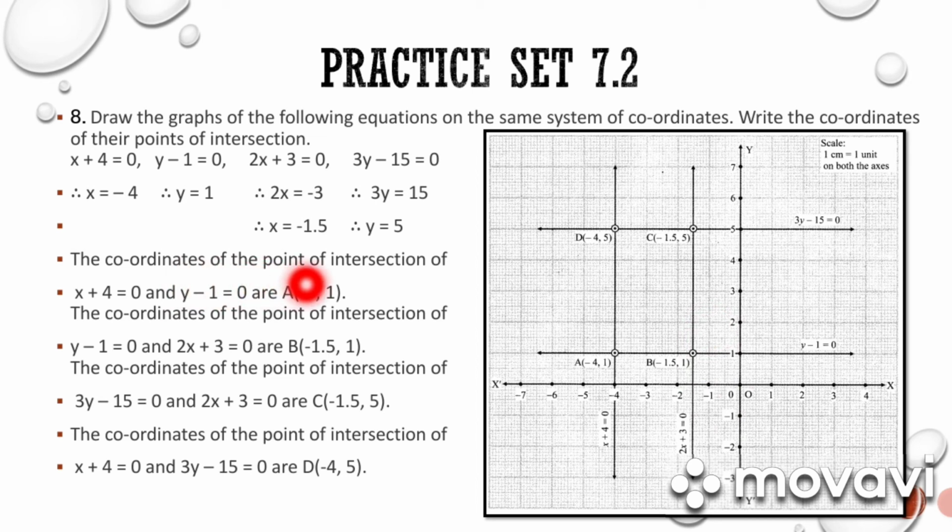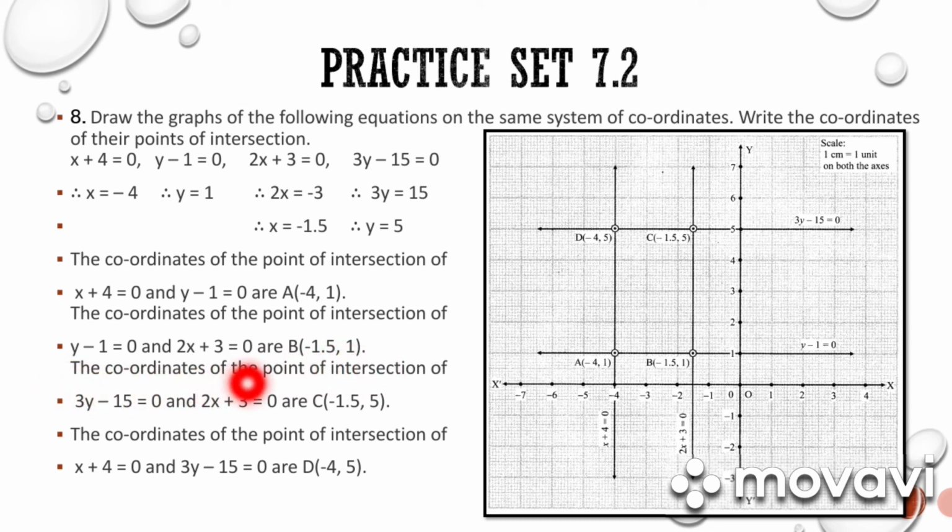The coordinates of the point of intersection of x + 4 = 0 and y - 1 = 0 are A(-4, 1). The coordinates of the point of intersection of y - 1 = 0 and 2x + 3 = 0 are B(-1.5, 1).